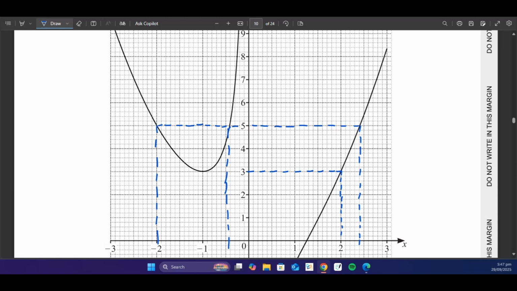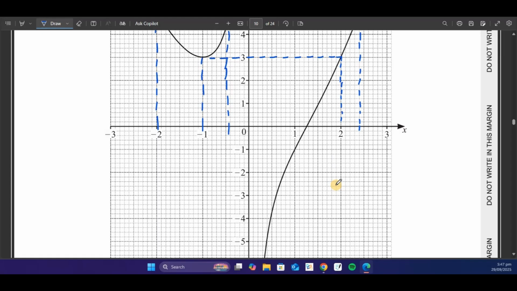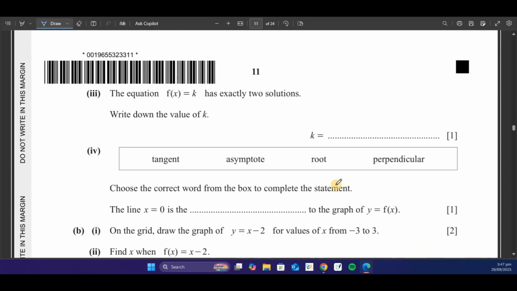Over here, no, it does at 3 points. Over here, no, it does at only 1 point. So at which point of y does it intersect at only 2 points? Over here, it touches the tangent. And over here 2, so -1 and 2, only two possible solutions. So that means y is equal to 3, or k is equal to 3.